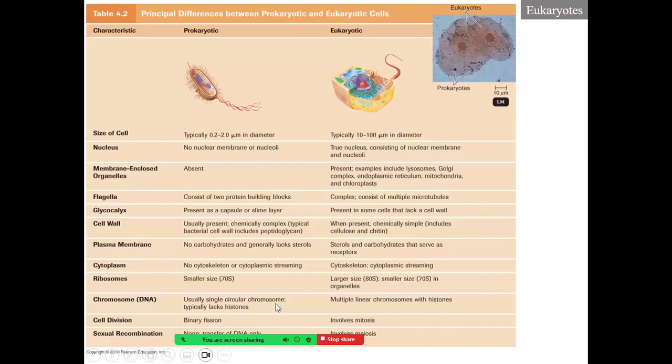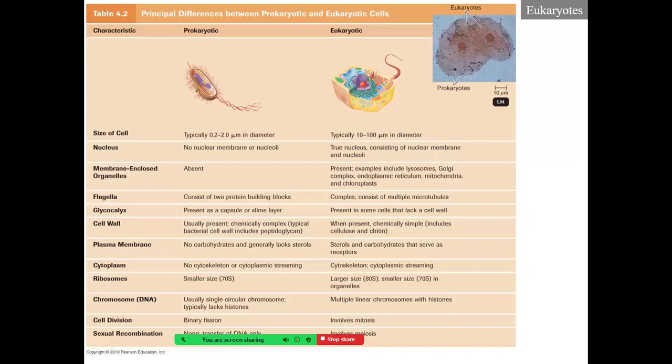DNA differs too. In a prokaryote, the DNA is usually in one chromosome, which is circular. So where the chromosome begins, right here, is the same place where it ends. It's a circle. Whereas the chromosomes in eukaryotes are generally many, and then they're linear. So where the chromosome begins, right here, will differ from where the chromosome ends, right here.